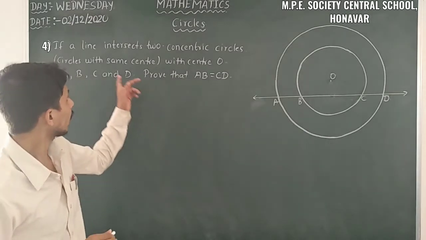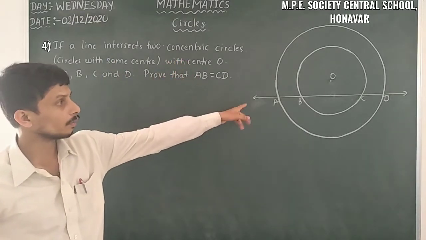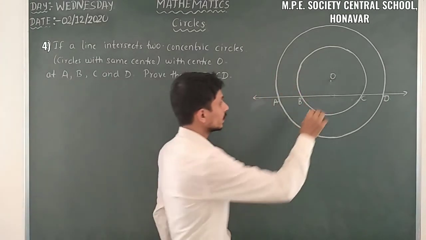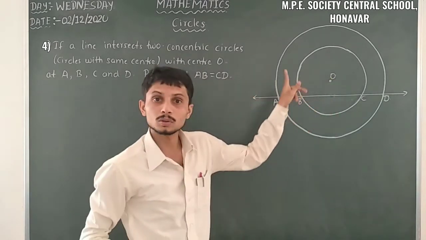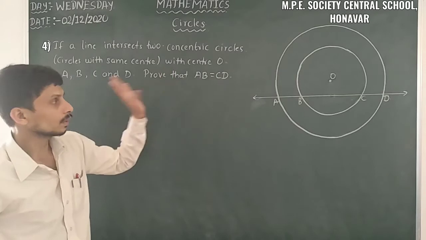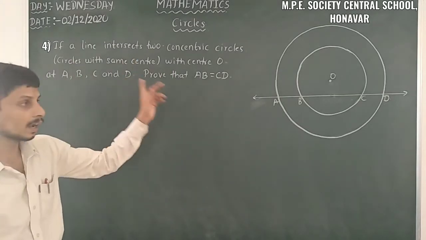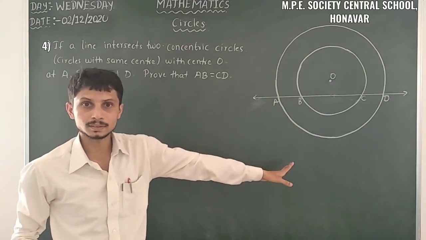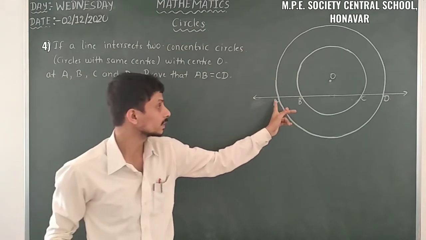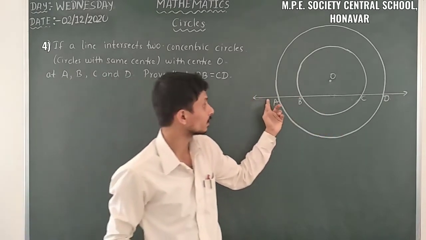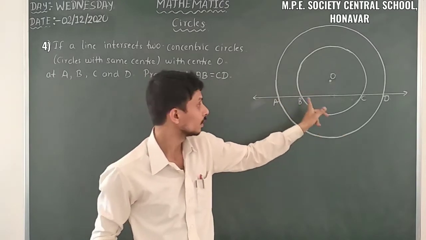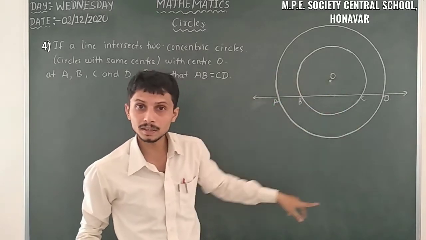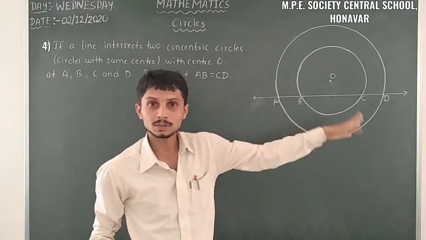Here just observe, we have two concentric circles, that means circles with the same center. Only one center we have, the same center for those two circles, center O, and here a line. The line intersects these two concentric circles at 4 points, that is A, B, C, D. That means the line intersects the inner circle at 2 points, B and C, and the same line intersects the bigger circle at 2 points, A and D.